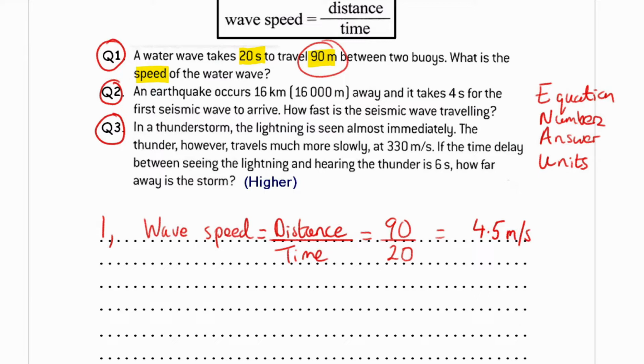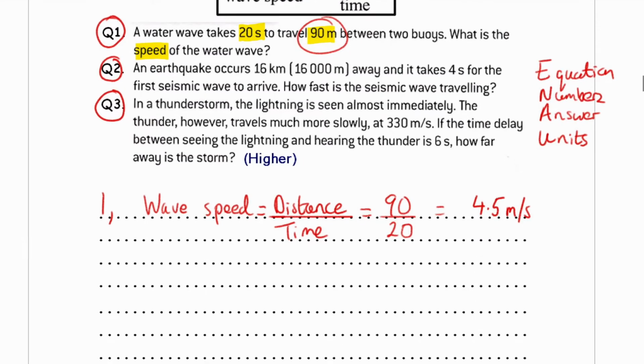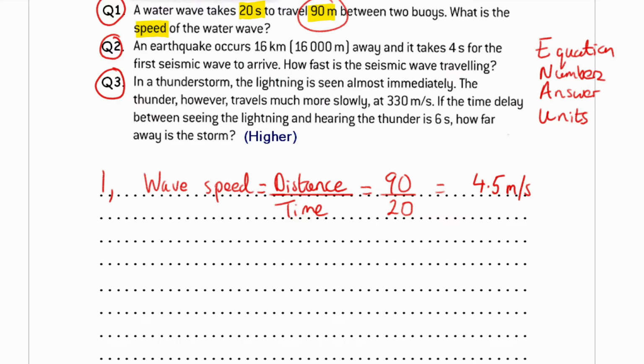Now, questions 2 and 3 are self-assessment questions. So I'd like you to do 2 there and 3 underneath. When you've completed, press play again. Remember, question 3 is for higher. Foundation and higher do question 2, only higher do question 3. So pause the video now, press play when you've completed 2 and 3.